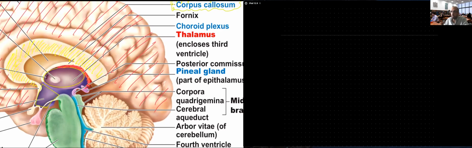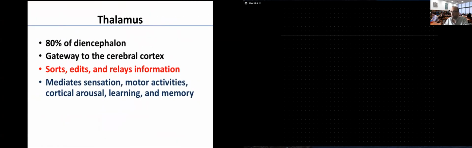So again, looking now at the diencephalon. Diencephalon is going to be formed by thalamus, hypothalamus, epithalamus. Epithalamus is going to be formed by the choroid plexus and pineal gland. We can first add the thalamus that represents 80% of the diencephalon.